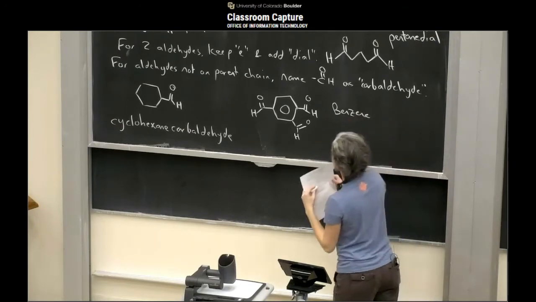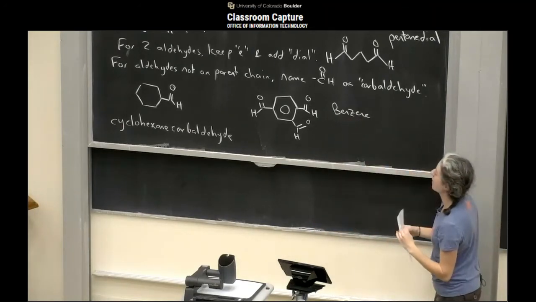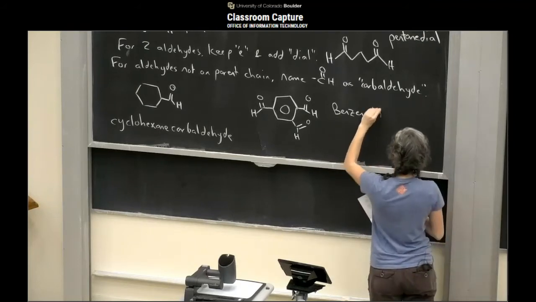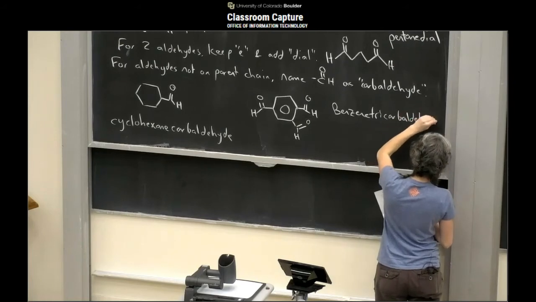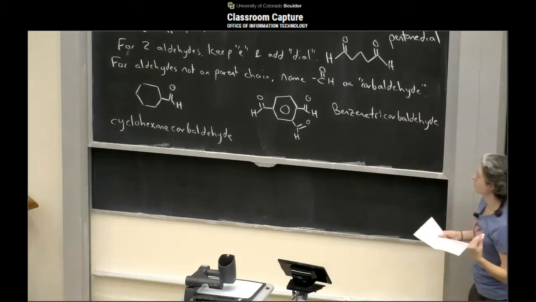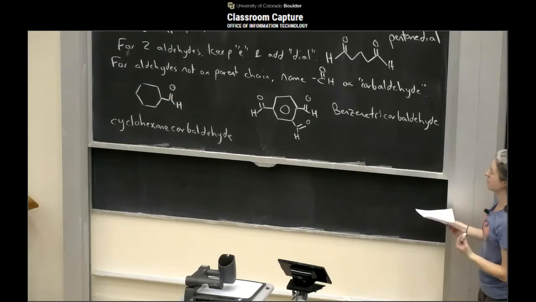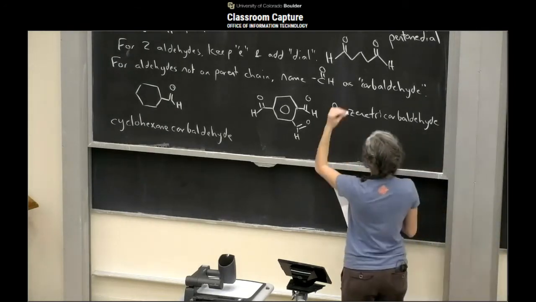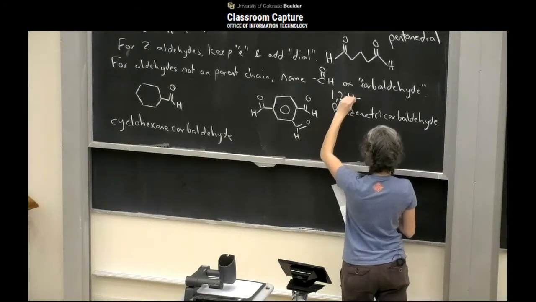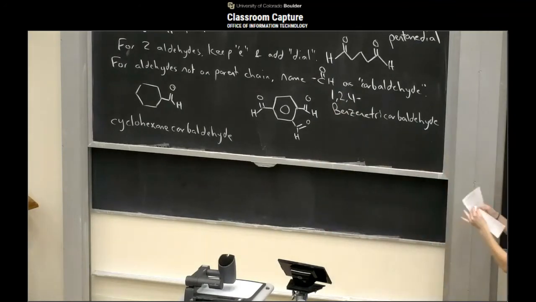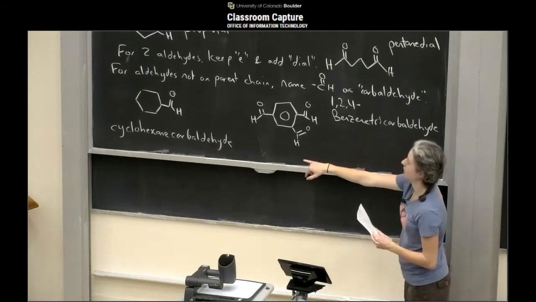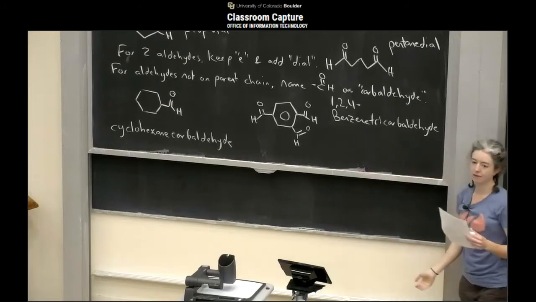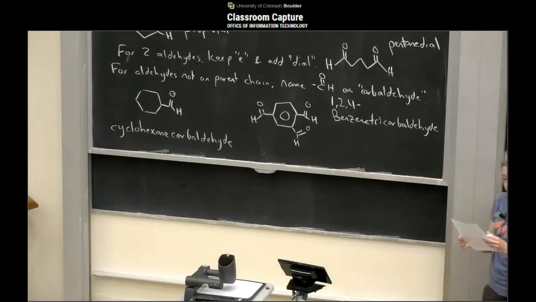Oh, and I guess, so benzene tricarbaldehyde, because it's got 3 of those CHO groups coming off of it. But then you would have to include substituent locations. So 1, 2, 4, in this case, benzene tricarbaldehyde. Okay. So these are going to come up less frequently, but you should be aware of what the structure looks like if you see the name.